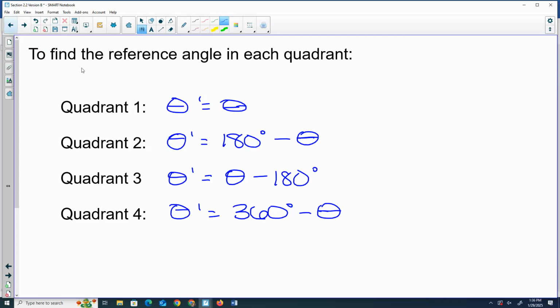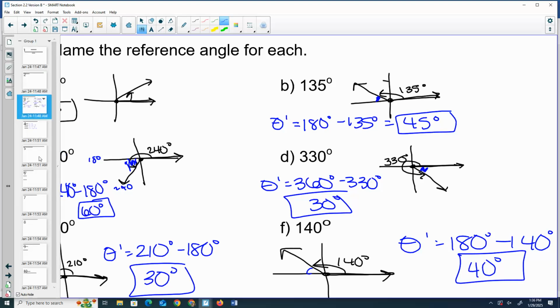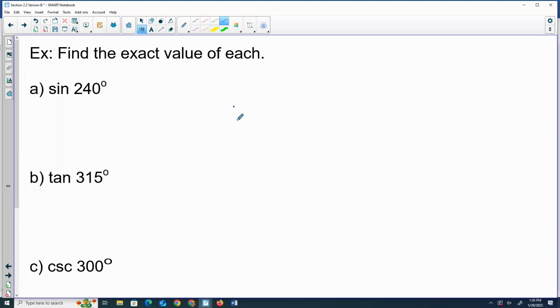So for non-acute angles, if I want to evaluate my trig functions, we will use the reference angles. If I were to set up a triangle here, it's the same as a triangle in the first quadrant, except here x and y are negative. So we'll look at the quadrant to decide if it's positive or negative, and then we'll evaluate everything based off the reference angle. So let's do some problems now.